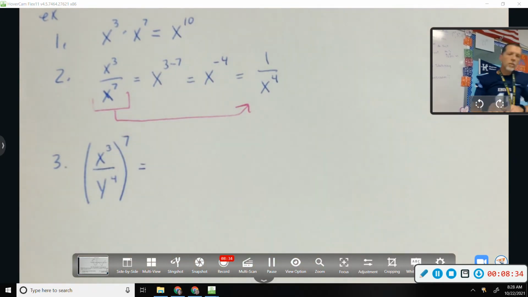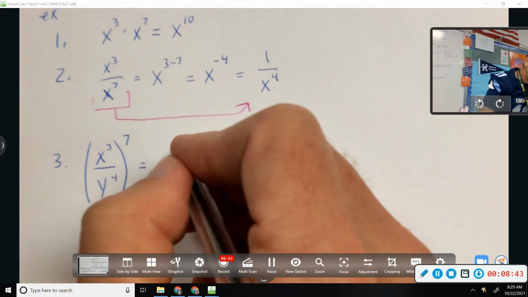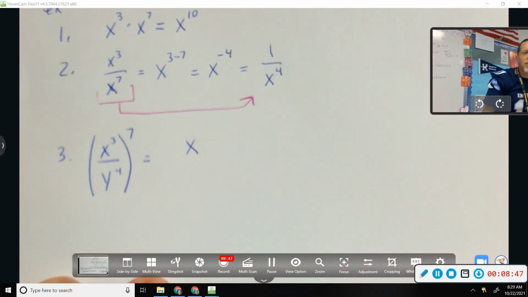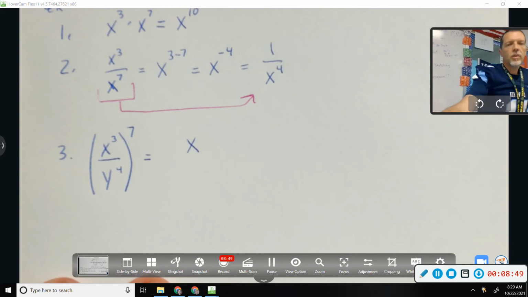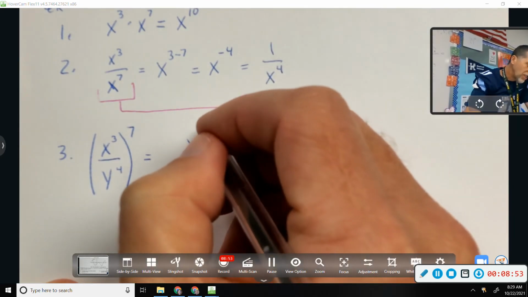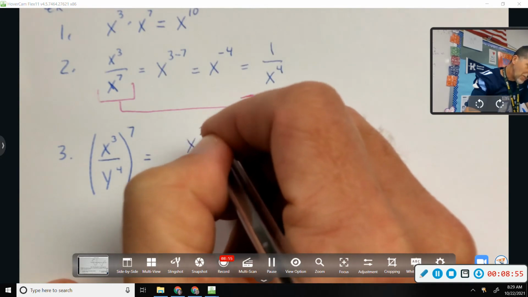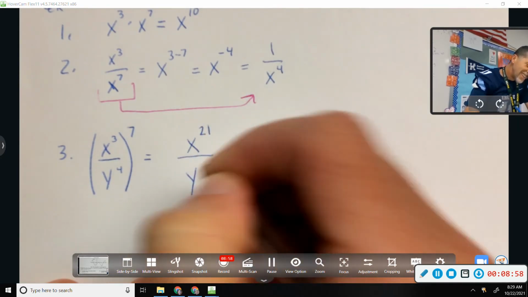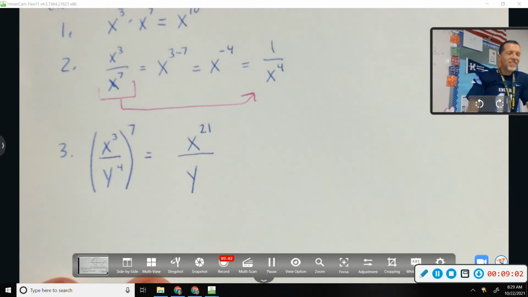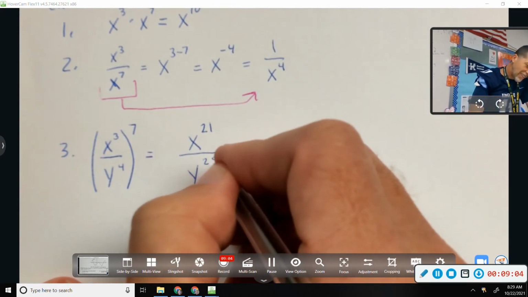X cubed over y to the 4th, all to the 7th. Got to distribute the 7. Well, I don't know that distribute's the right word, but yes, basically. 3 times 7 is what now? 21. And 4 times 7 is 28.